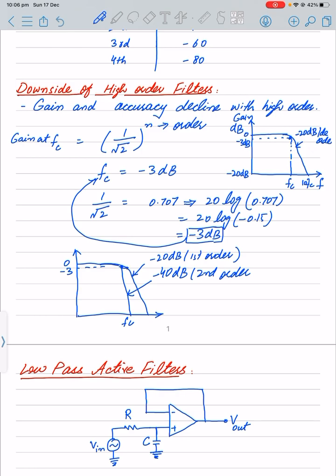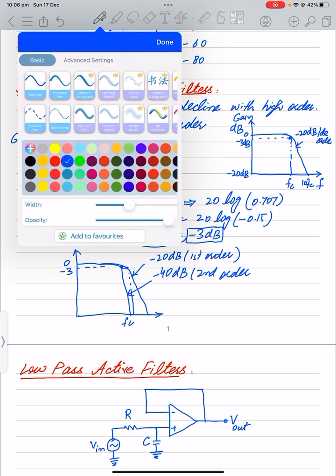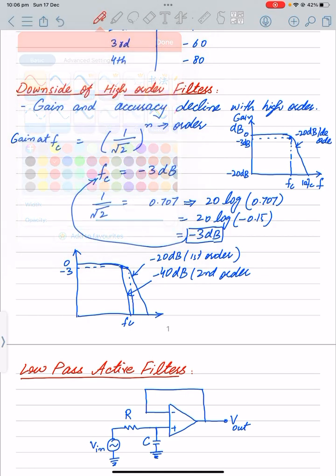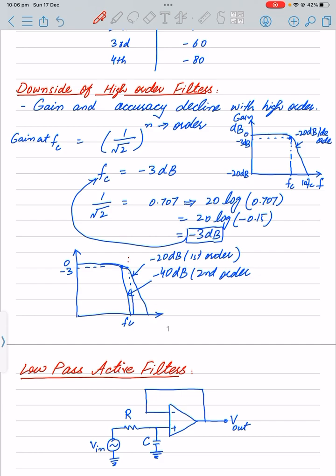So then we also discussed in the previous lecture that the critical frequency point is also changing, and the other issue is that the pass band range is also shifting.